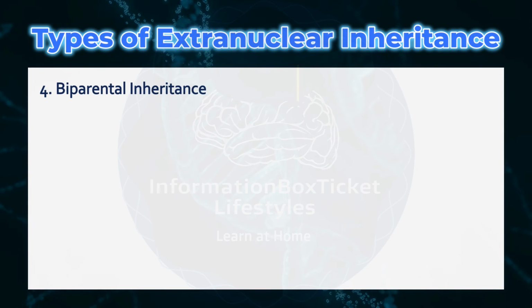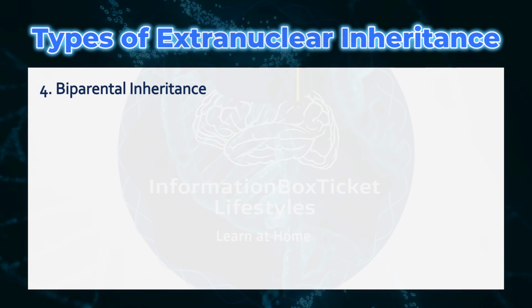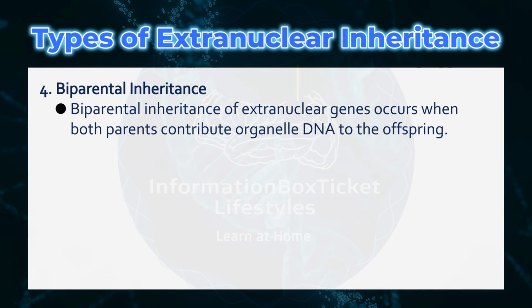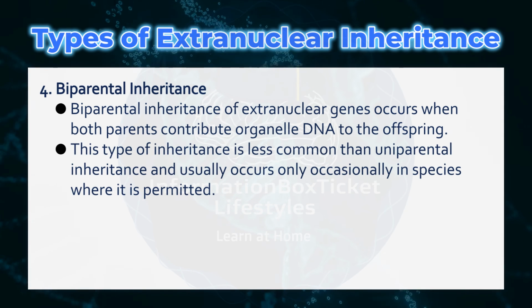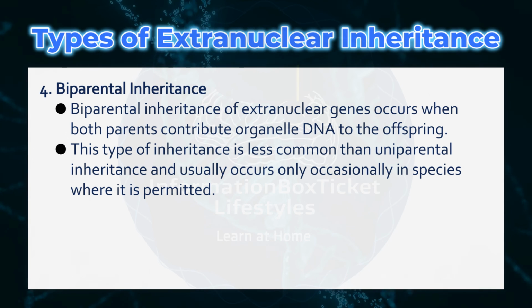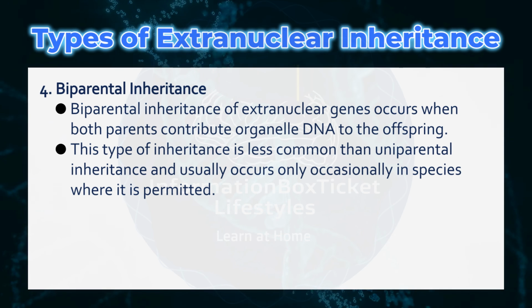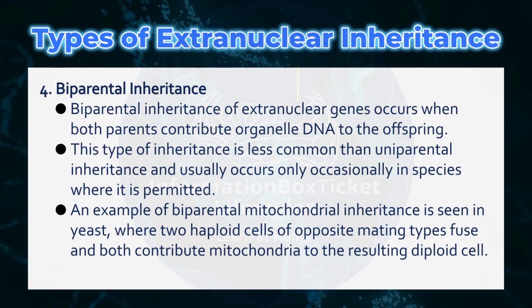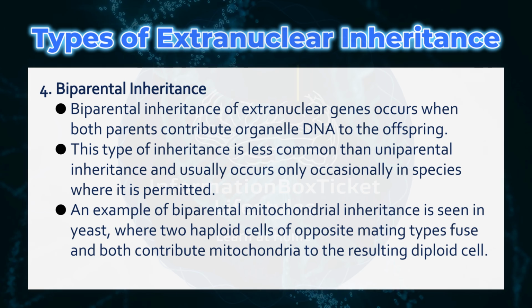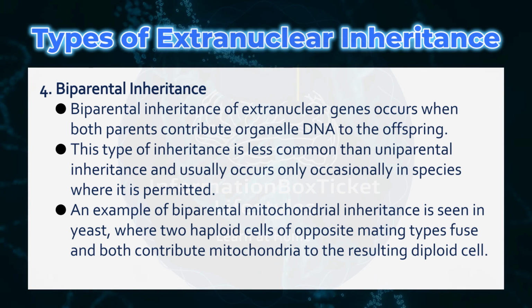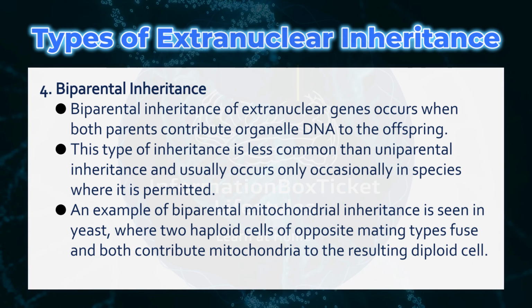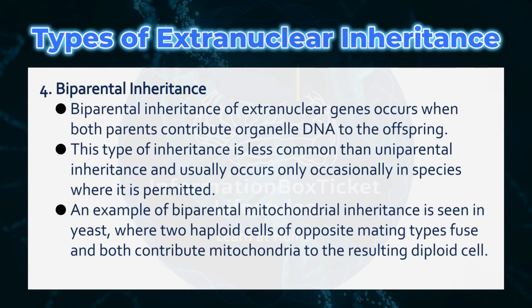Number 4. Biparental inheritance. Biparental inheritance of extranuclear genes occurs when both parents contribute organelle DNA to the offspring. This type of inheritance is less common than uniparental inheritance, and usually occurs only occasionally in species where it is permitted. An example of biparental mitochondrial inheritance is seen in yeast, where 2 haploid cells of opposite mating types fuse and both contribute mitochondria to the resulting diploid cell.